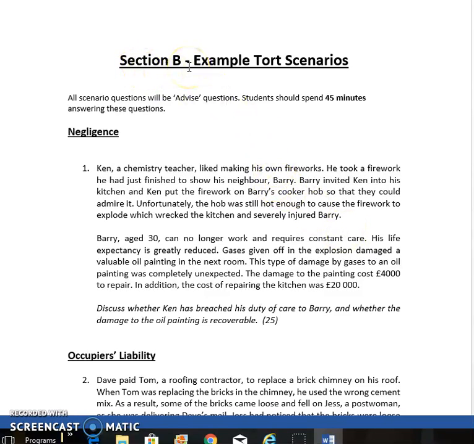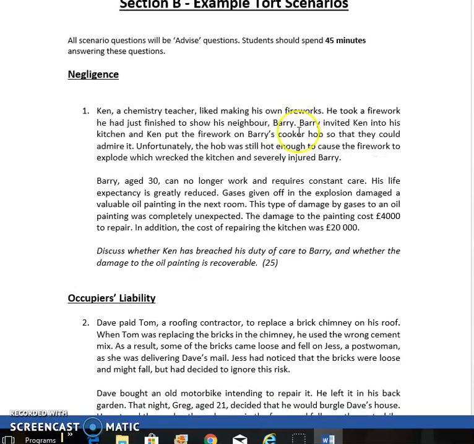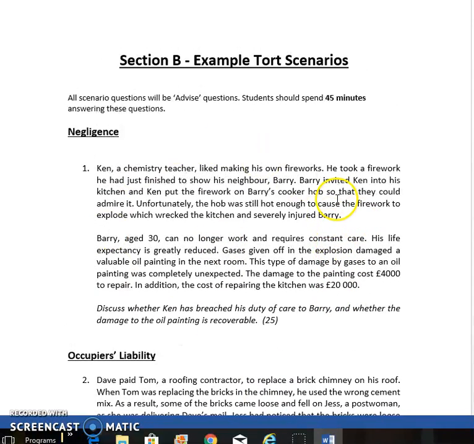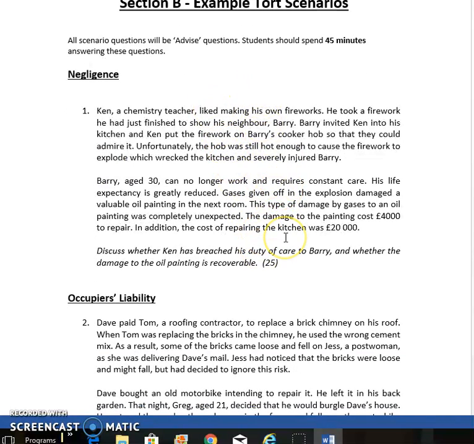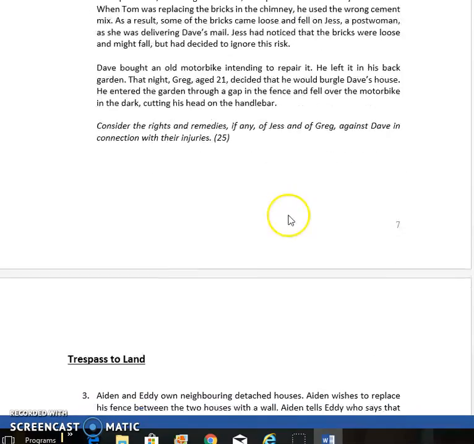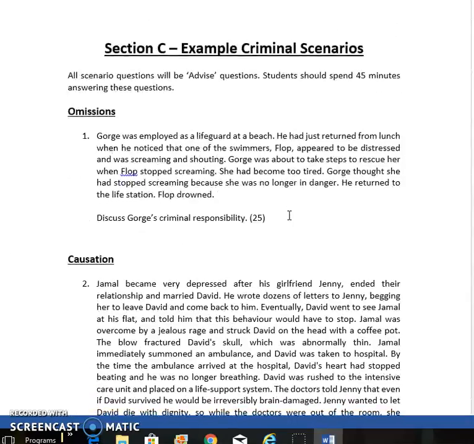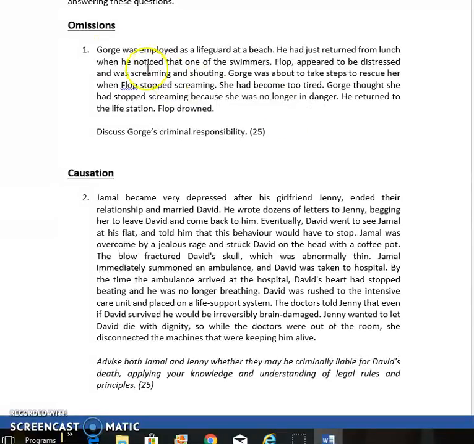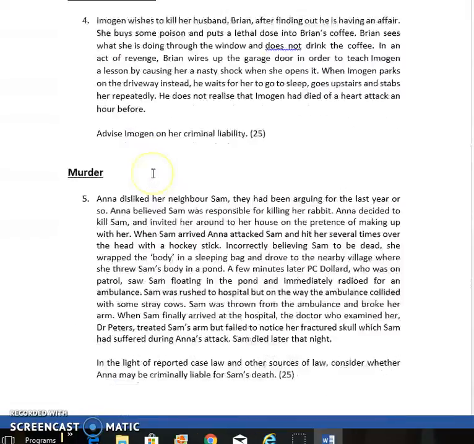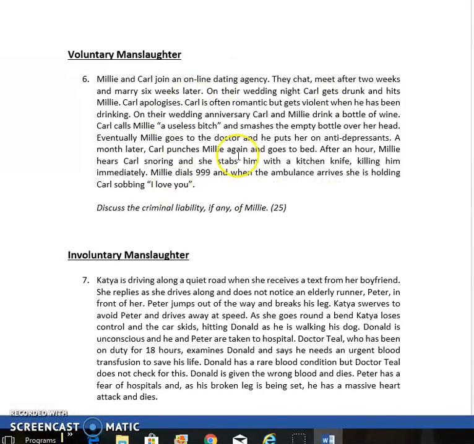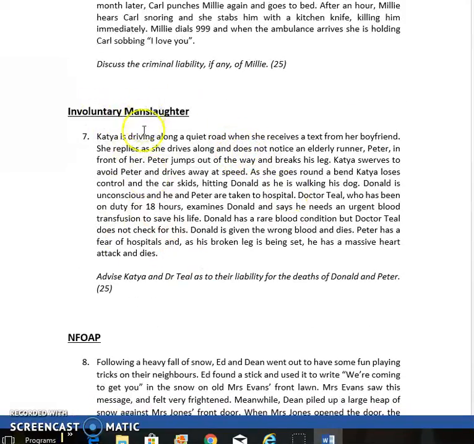So section B are the tort scenarios. Again, remember that you'll have a choice of 2, but in this booklet there are more than 2 here because I'm trying to give you examples across different topics. So you'd spend 45 minutes per scenario. So first one there is negligence, and then an occupier's liability, and so on. And then finally, section C, criminal scenarios. You'd be answering 1 out of a choice of 2, but again, I've included a number of scenarios here so that you can see how scenarios look for different topics.